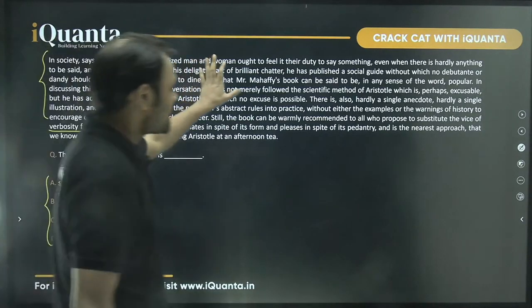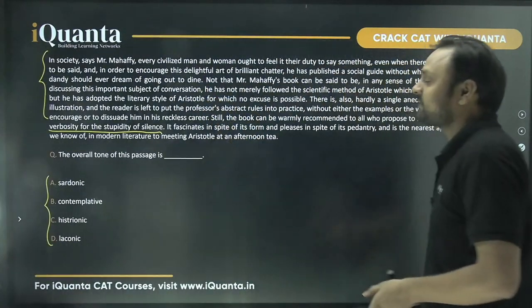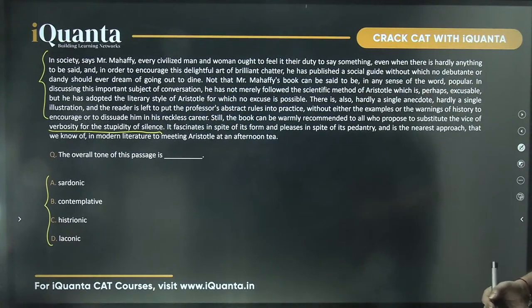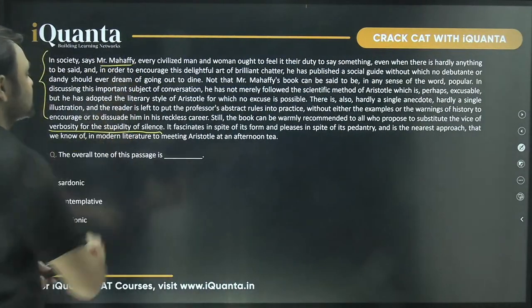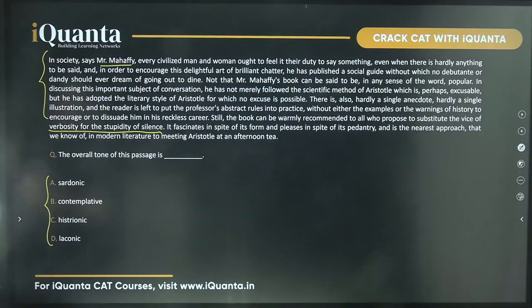Now, what do you think the author's attitude is towards Mahaffey's book? So, Mr. Mahaffey has written a book, and what is the author's attitude towards that book? Is it adulatory or derogatory? It is derogatory.